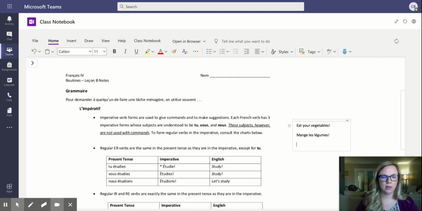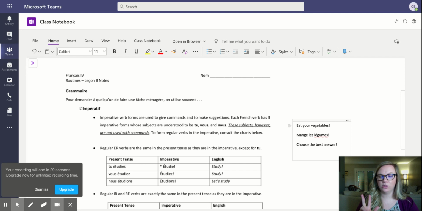Okay. Now, what if I want to say you all? You need to choose the best answer. The verb for to choose, choisir. I'm saying it to you all, right, so it's not going to be tu, it's going to be vous. So we need the verb form, choisissez, and then the best answer, choisissez la bonne réponse.